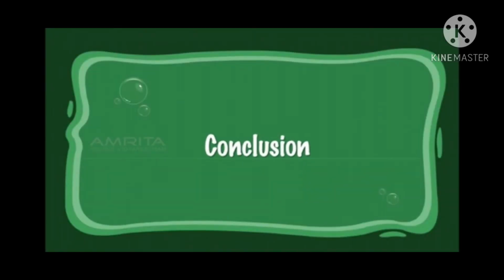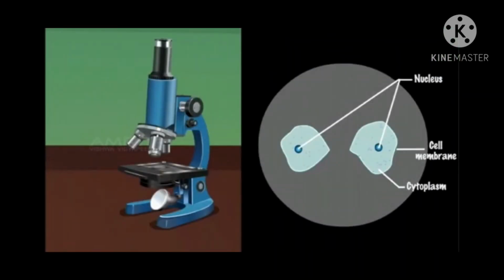Conclusion: this slide shows the nucleus of an amoeba in the process of division. The body of the amoeba is elongated and has a constriction in the middle. Hence, we can conclude that the slide shows the asexual reproduction process of binary fission in an amoeba.